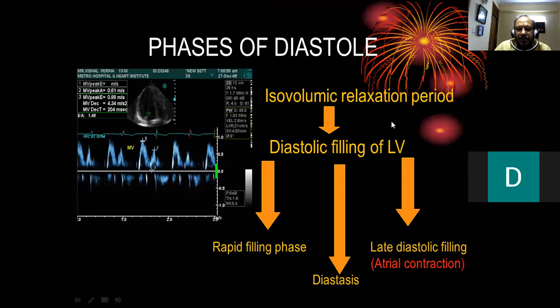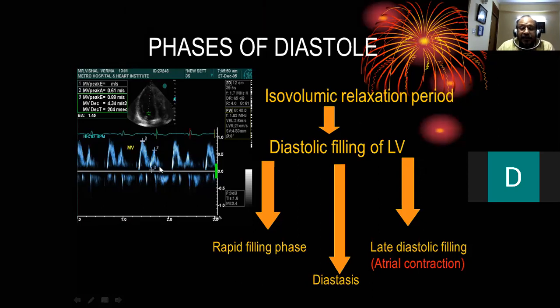So in diastology, the important phases are first the isovolumic relaxation period, then the rapid filling phase, then diastasis, then the late diastolic filling period. If you look at this image, before the mitral valve opens we have the isovolumic relaxation time. Then this is the E wave, the peak of the E wave, and this time is the deceleration time. Then the A wave, and then finally mitral closure, and then we have isovolumic contraction.